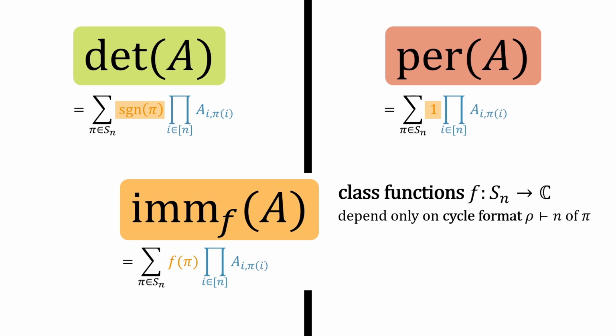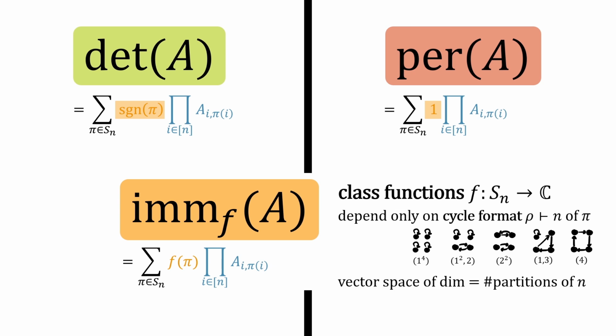The cycle format of a permutation pi in Sn is the partition of the number n that is given by the cycle lengths of pi. Class functions form a vector space under scalar multiplication and pointwise addition. The dimension of the space is equal to the number of partitions of n, that is the nth Bell number. And being a vector space, class functions of course admit a basis.